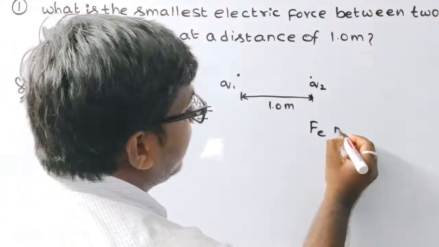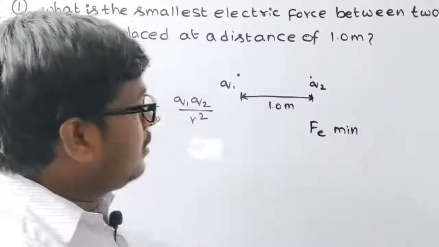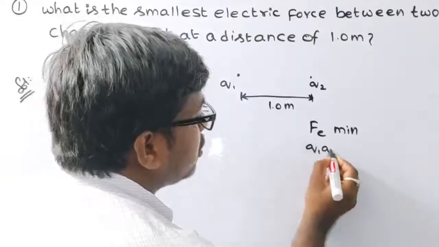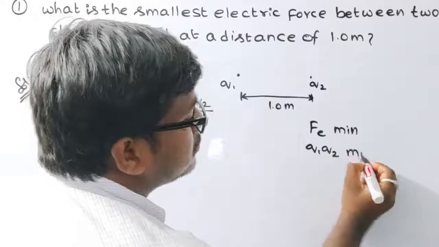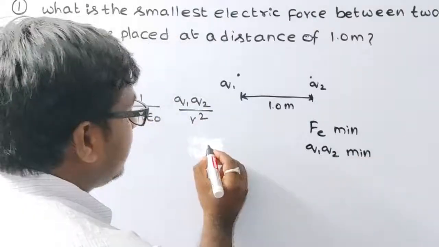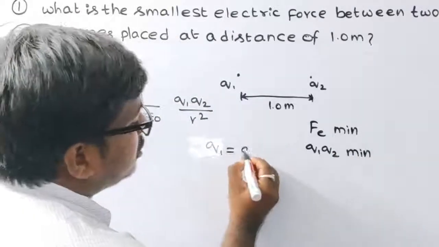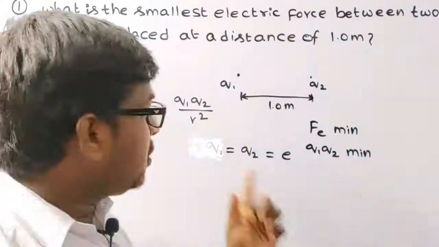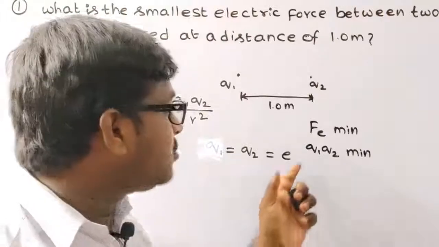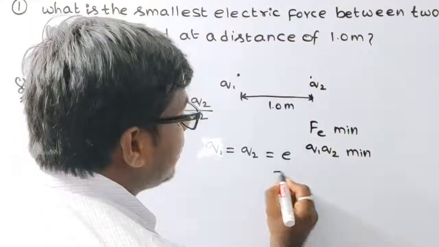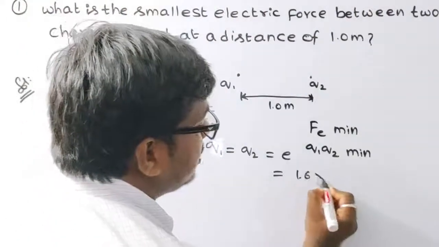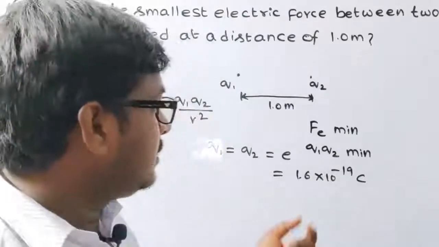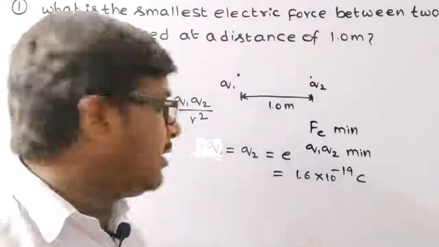For the electric force Fe to be minimum, Q1 Q2 should be minimum. That implies Q1 is equal to Q2 is equal to the charge of electron. The charge of electron value is 1.6 into 10 power minus 19 coulomb.